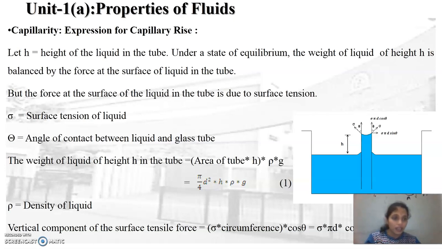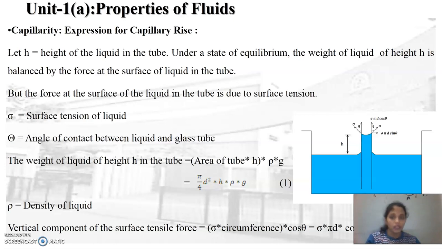Let theta be the angle made by the vertical surface of the tube with the surface tension. So the weight of the liquid of height h in the tube is given by volume into rho g. Rho g is the weight density, and volume is nothing but the area of the tube multiplied by h. So the area of the tube we can get from pi by 4 into d square into h into rho into g, where rho is nothing but the density of the liquid.